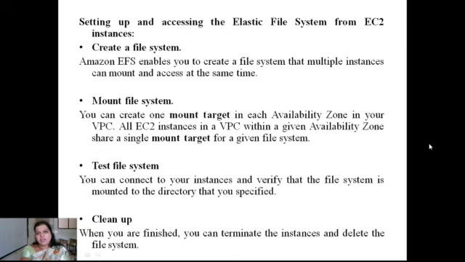Whenever you want to create the EFS file system for the EC2 instances, first we have to use the Amazon EFS service. It will enable you to create the file system that multiple instances can mount and access at the same time. To mount the file system, you have to decide the mount target, in which availability zone you want to set up your file system. All the EC2 instances in a VPC within the given availability zone share the single mount target for the given file system. Now suppose I have 5 or 10 instances, then all of them will share the one file system which is stored in that particular availability zone.